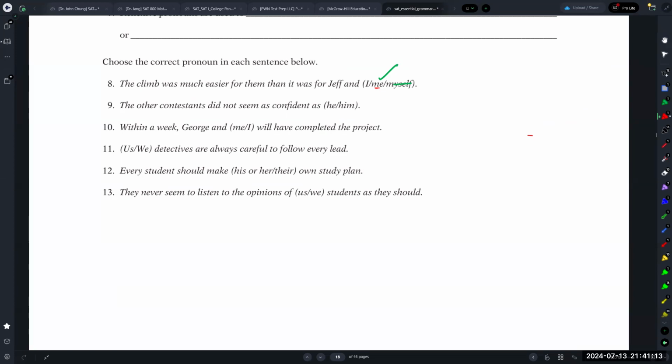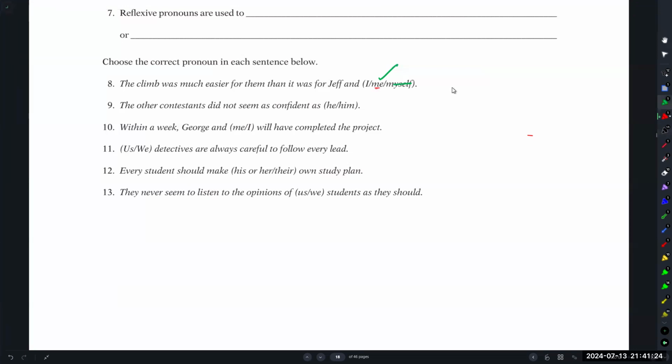Yes sir, let me see your answer for 9. All right, guys, listen to me. When there's an implied verb ending, it's not there, it's implied. Now read and tell me which one it is.